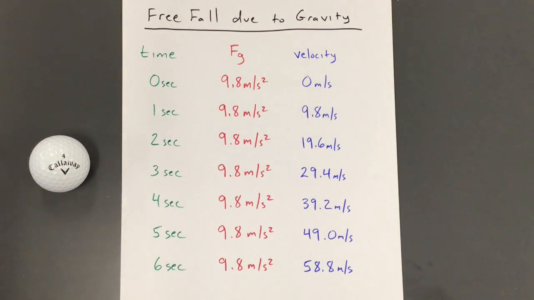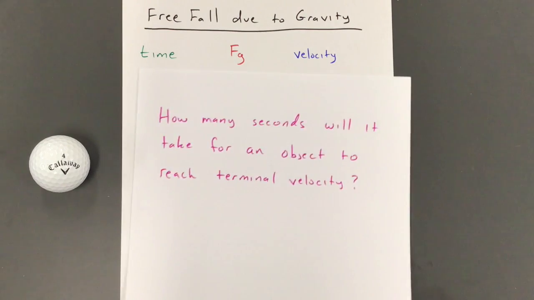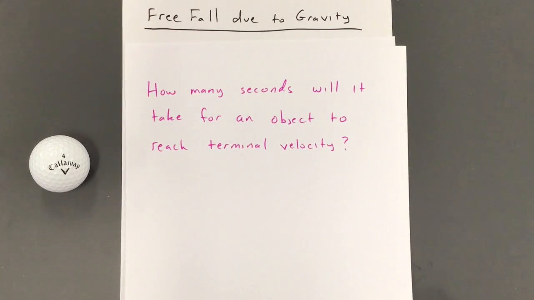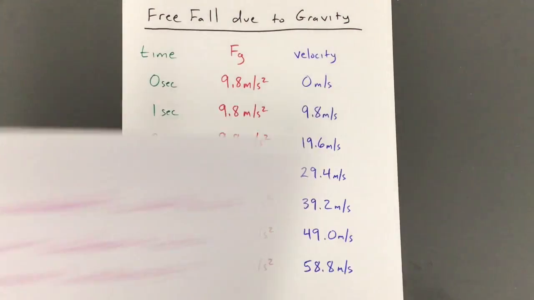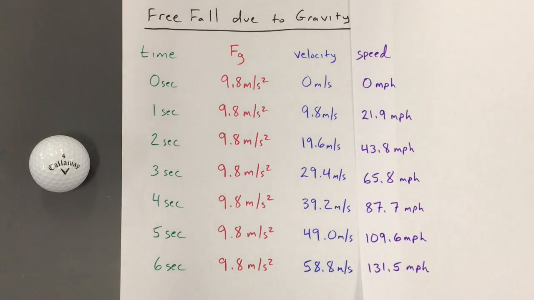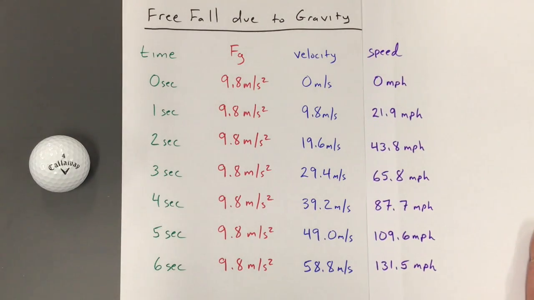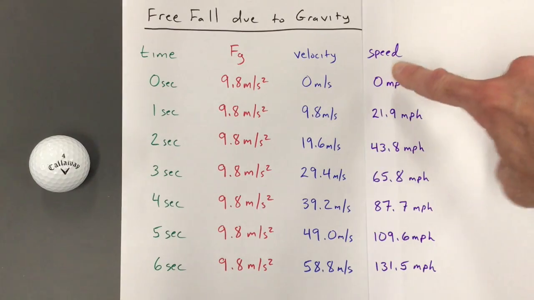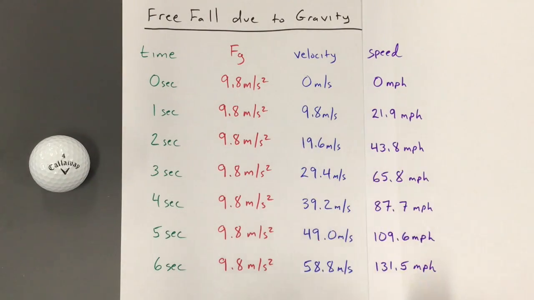And so, if we go back to our original question, how many seconds will it take for an object to reach terminal velocity? We need to figure out what the equivalent speed is, and don't write the speeds down here, but the speed compared to velocity, 9.8 meters per second is 21.9 miles per hour. Terminal velocity of objects that are falling is about 122 miles per hour. So that means somewhere between 5 seconds and 6 seconds, that object will reach 122 miles per hour. Turns out to be just over 5.5 seconds.